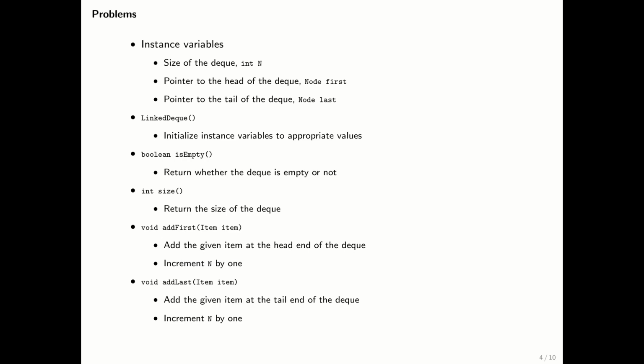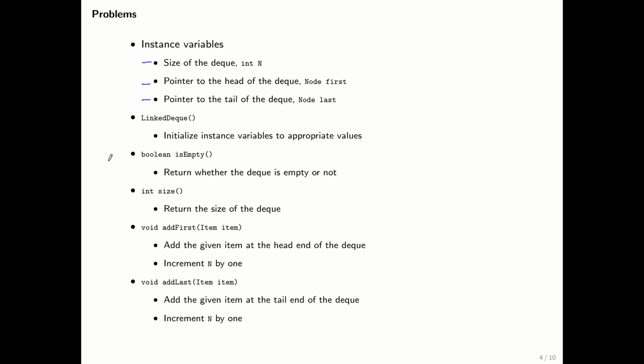So what do you need for instance variables to implement the linked Deque API? Well, you need an integer n to store the size of the Deque. So n is going to represent the number of elements in the Deque, or the number of nodes in the underlying linked list. And then you're going to have a pointer to the head of the Deque called first, and that is of type node. And then you have a pointer to the tail of the Deque, and that's called last, and that's also an object of type node. So those are the instance variables.